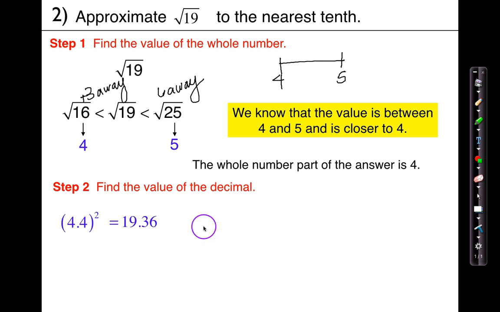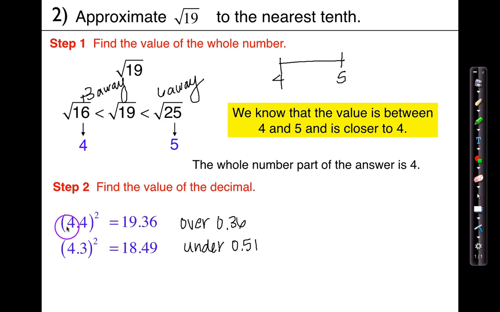So here, this one is over. So let's go ahead and drop it 1/10 down. Let's try 4.3 squared, and that's going to give me 18.49. So real quick, let's see. This one's over 0.36, and this one is under 0.51. So I'm definitely going to say that my answer is 4.4. So I'm going to say the square root of 19 is approximately 4.4.